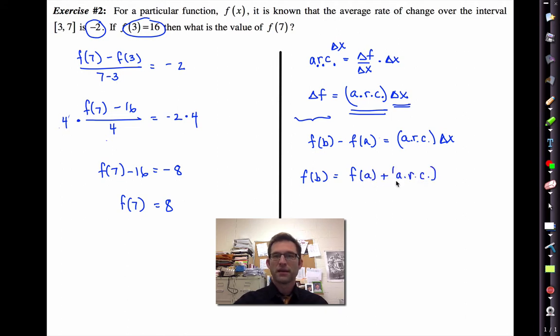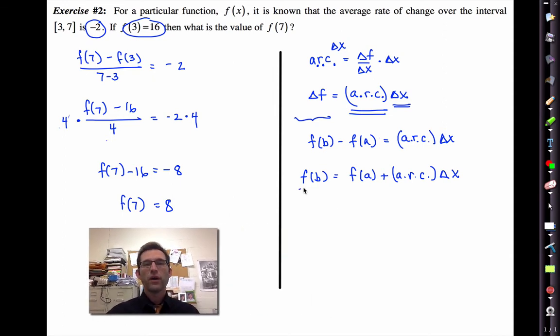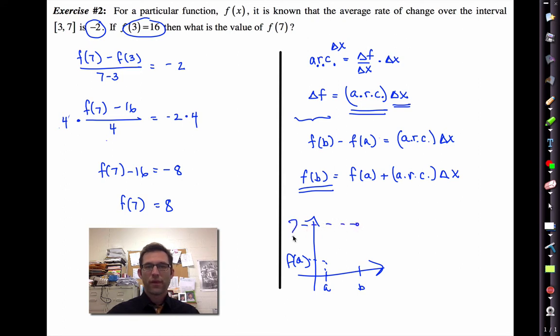Now you might be saying, come on, I got the answer right doing it the other way. Why do I have to think about this? It's important. I wouldn't be pointing it out if it wouldn't pay dividends later on, aside from this problem. If I know the y value at one particular x value, and I want to know the y value somewhere else, then all I need to know is the average rate of change and how much x has changed.